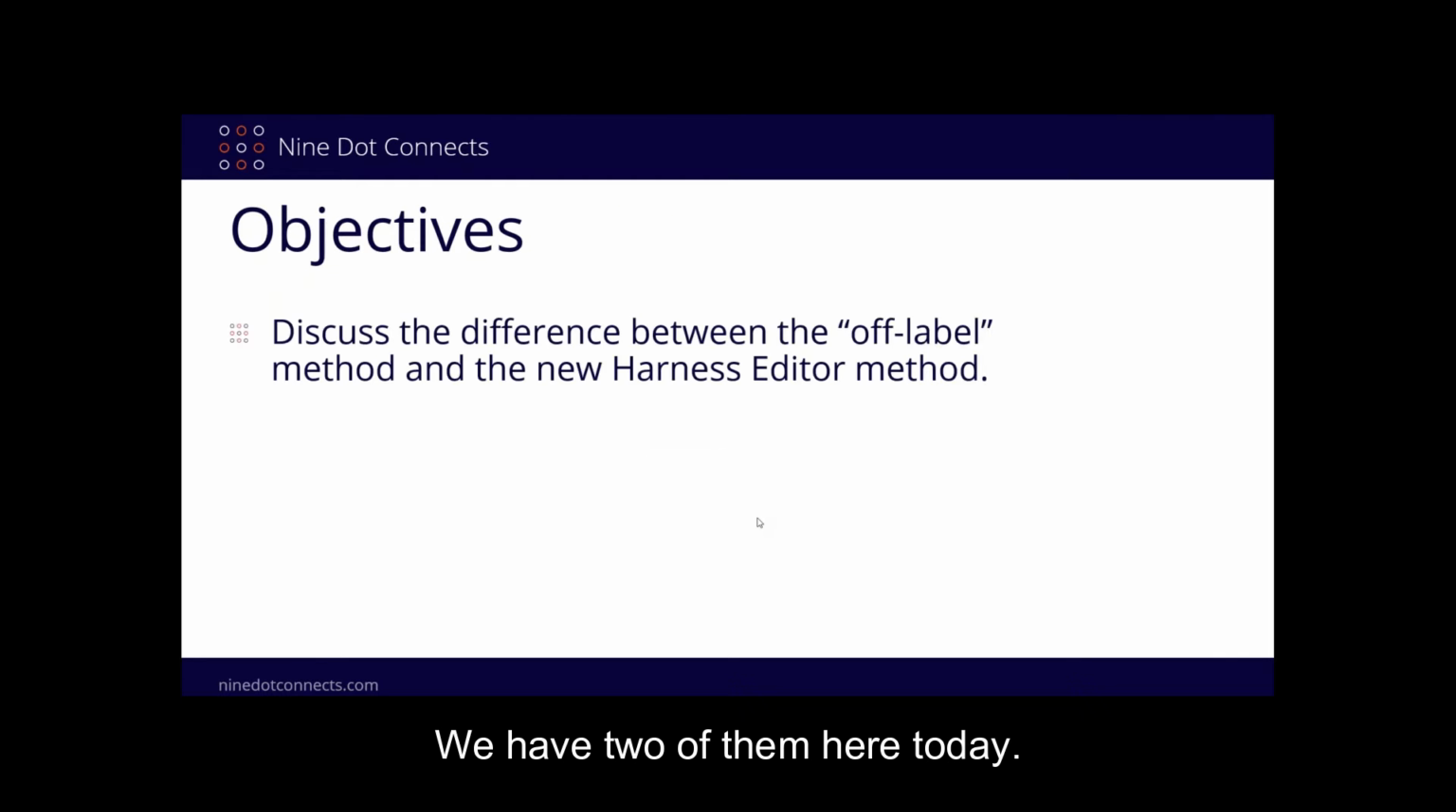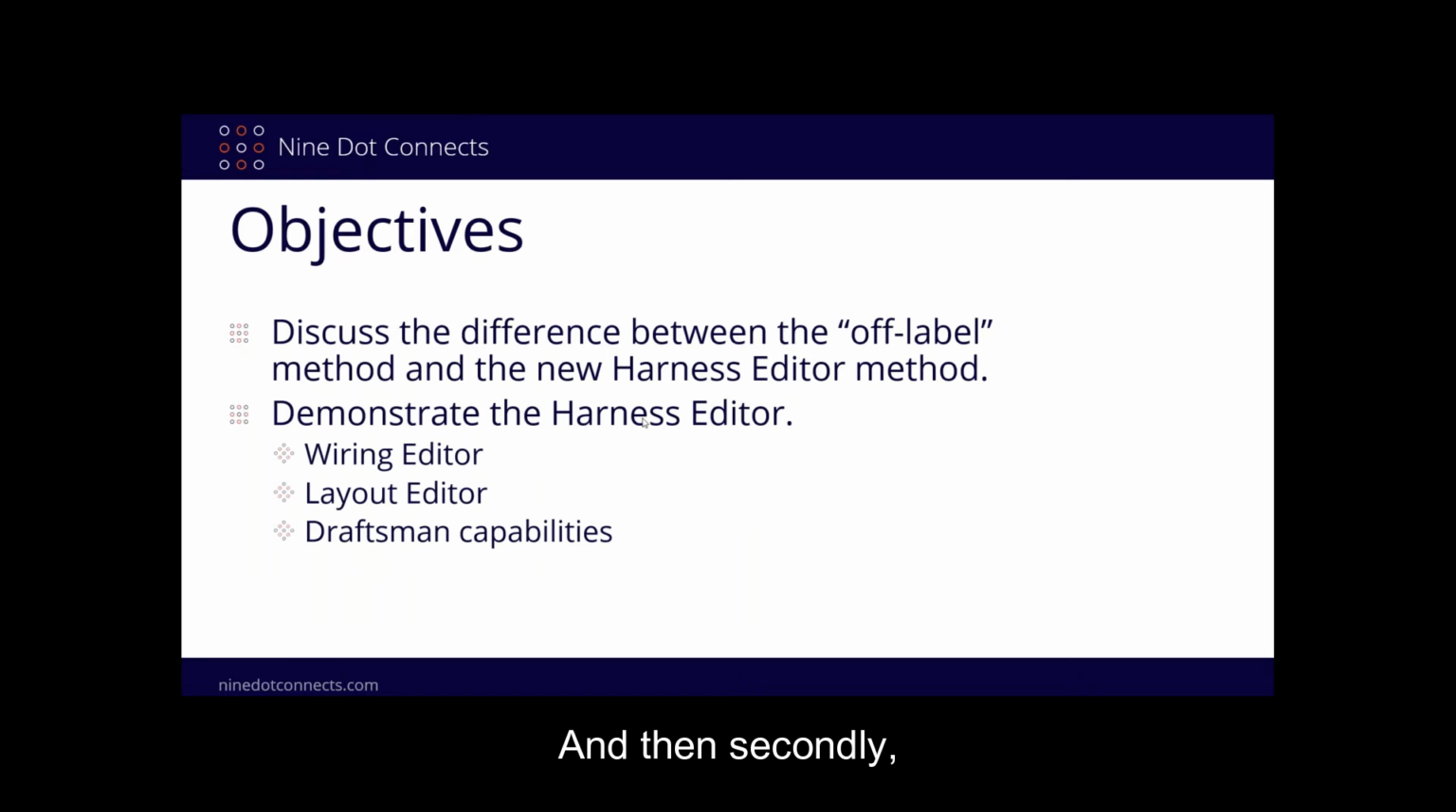So with that being said, I'd like to jump on here to our objectives. We have two of them here today. The first one is to discuss the difference between the off-label method and the new harness editor method. And we'll spend quite a bit of time on the harness editors in this webinar today. And then secondly, demonstrate the harness editor. So I'm just going to go through a couple of PowerPoint slides, and we'll get on to the good stuff over here, but I'm just using these slides to kind of organize what we're going to be doing here today.